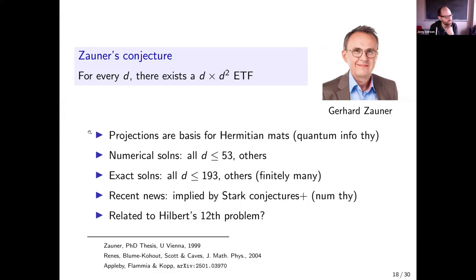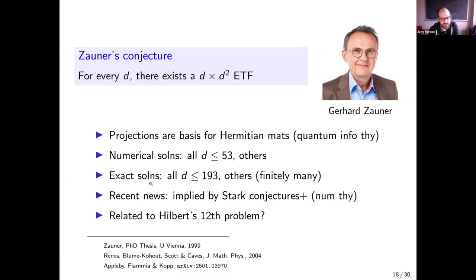So I'll just mention a little bit about the state of this problem and why people care. If that happens, then those orthogonal projections will form a basis for Hermitian matrices. And this is essentially why this is important in quantum information theory. The state of the conjecture: there are numerical solutions for all d up to 53 plus some others, but all of them up to 53.